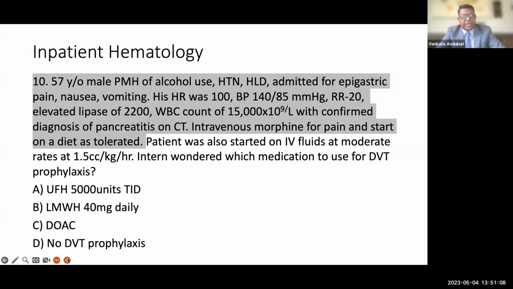The next one is in inpatient hematology. I'm running out of time, so I'll just finish the thought on this one real quick, and then we'll go from there. This is the same case, the same patient with epigastric pain and pancreatitis. The patient was also started on IV fluids at moderate rates of 1.5 cc's, just like we learned right now. The intern was wondering which medication to use for DVT prophylaxis.